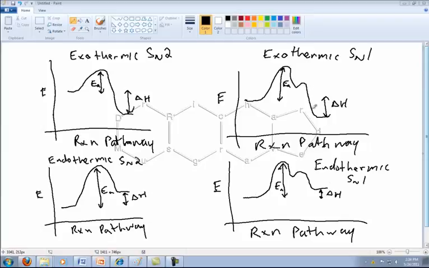But notice that the general shape of the mechanisms, or the general shape of the energy profiles, remains unchanged.